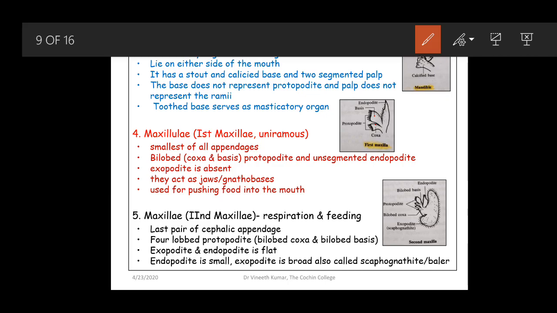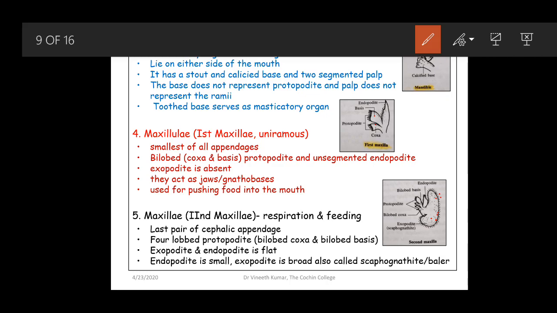The fifth one is the maxillae, or the second maxillae. This is used for respiration and also for feeding. It is the last pair of cephalic appendages. It has a four-lobed protopodite, with a bilobed coxa and a bilobed basis. Both exopodite and endopodite are flat. The endopodite is small, but you can see the exopodite forms a very broad, flat piece-like structure, and this structure is called the scaphognathite, or the baler. And this does the function of respiration. This flat piece acts as an oar, and it always has a beating motion, or it always vibrates.